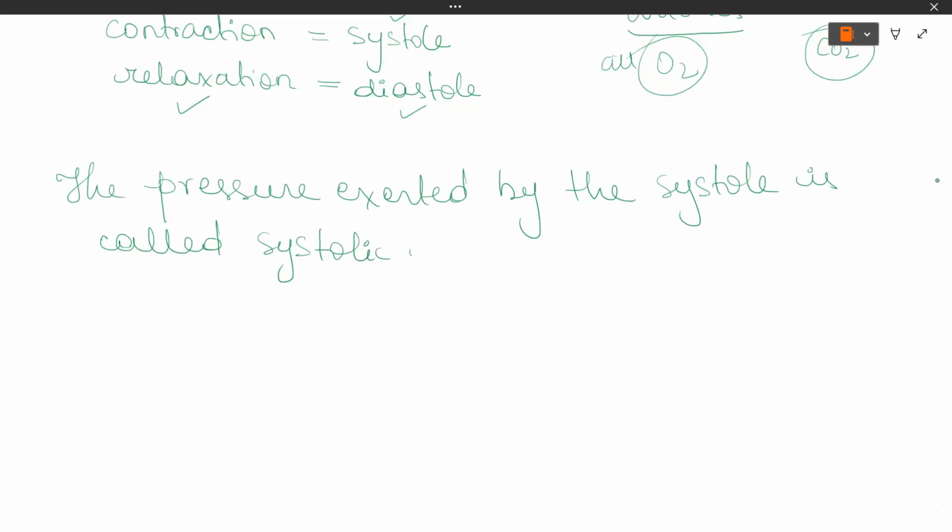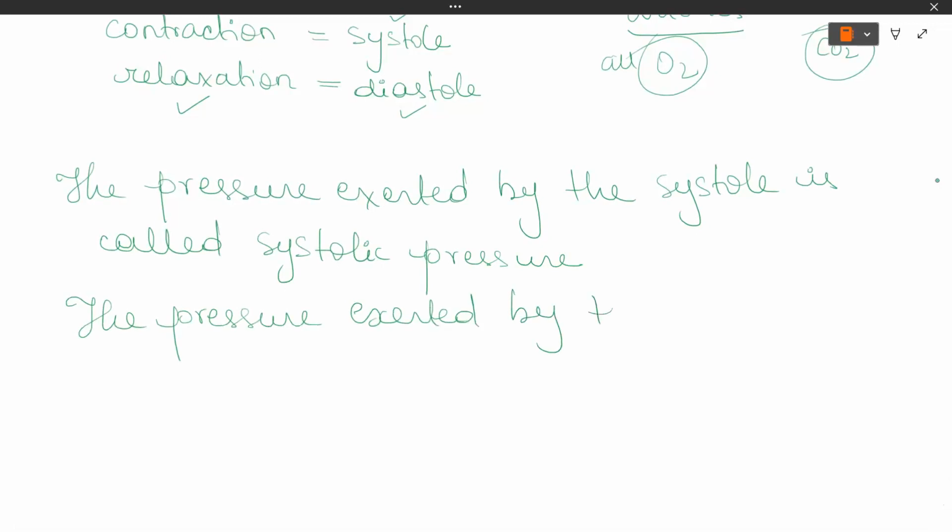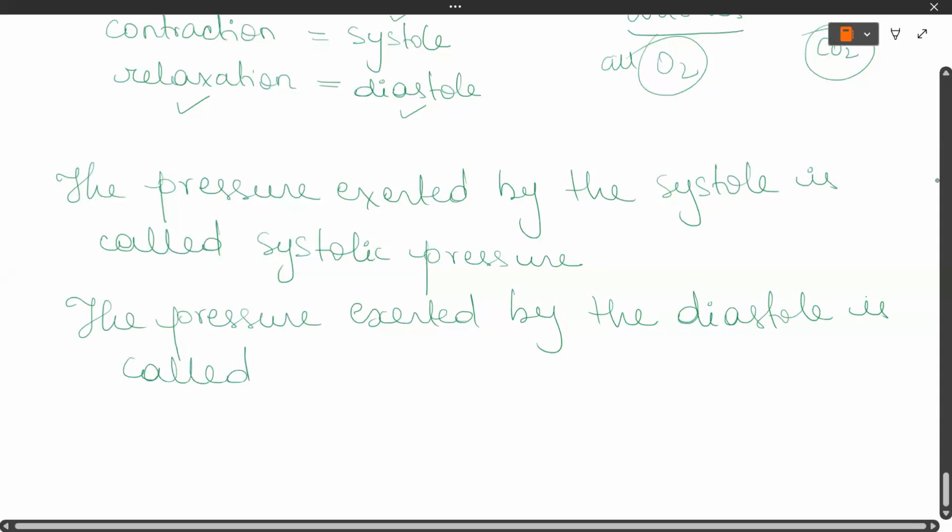Now, the pressure exerted by the diastole, and by diastole I mean relaxation, will be known as diastolic pressure. Okay, is it clear to everybody? Yes, ma'am. Very good.